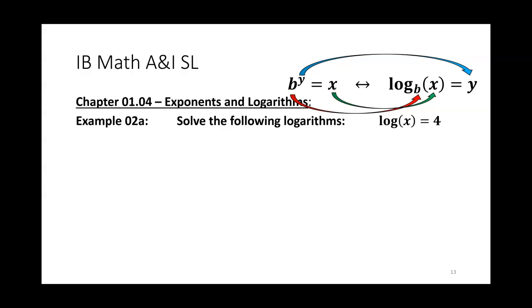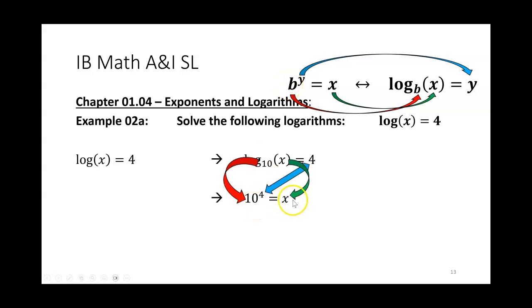Okay. What if we have log of x is equal to 4? So again, we'll start the same way. Recognize that log is log base 10. So I see the b is 10, the x is x, and the y is 4. Let's make that into an exponential equation. So 10 to the 4th is equal to x. Well, that's 10,000, and I'm done. Easy peasy.